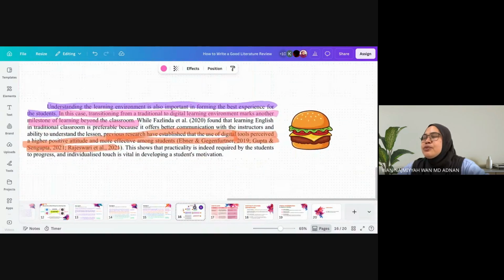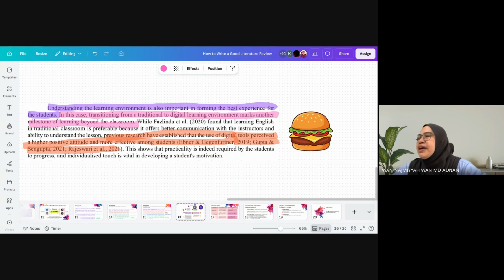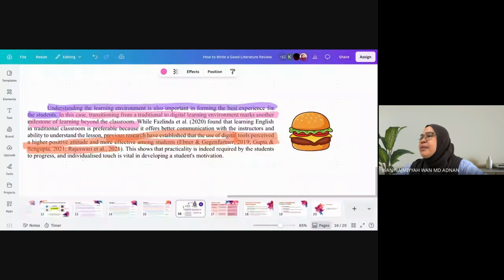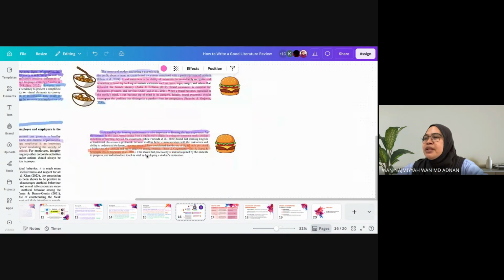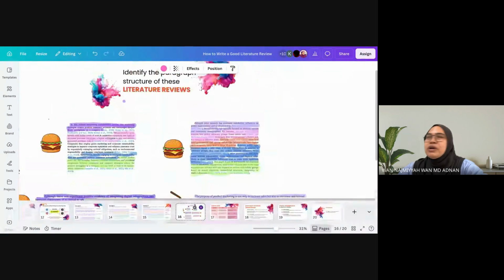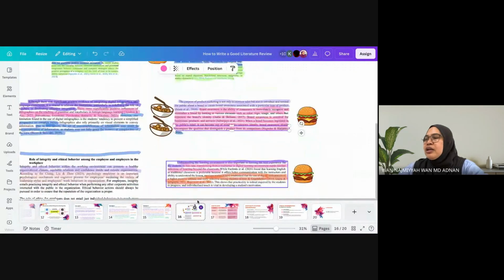Okay, so next one. Understanding the learning environment is also important in informing the best experience for the students. In this case, transitioning from traditional to digital learning marks another milestone. Okay, while Fazlinda found this and this, previous research has said the opposite. Okay, good, you found the opposite thing. This shows what? This is a summary. Yes, this is a good burger format as well. So it's good that you are able to identify which one is a burger, which one is a rojak, or ais kacang, or keropok lekor. Okay, good for you.